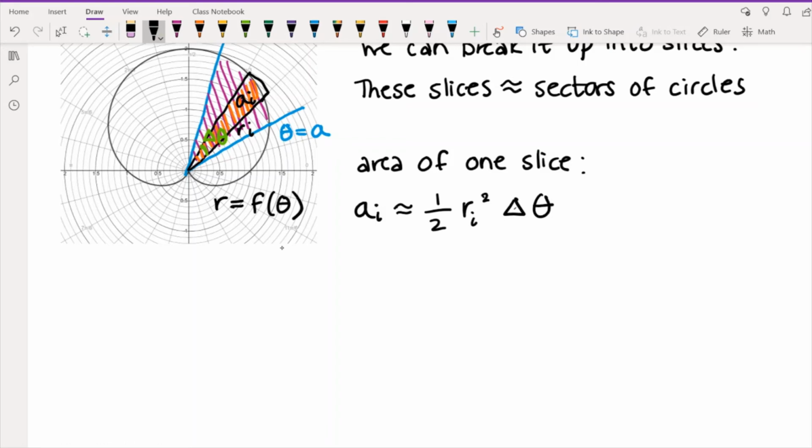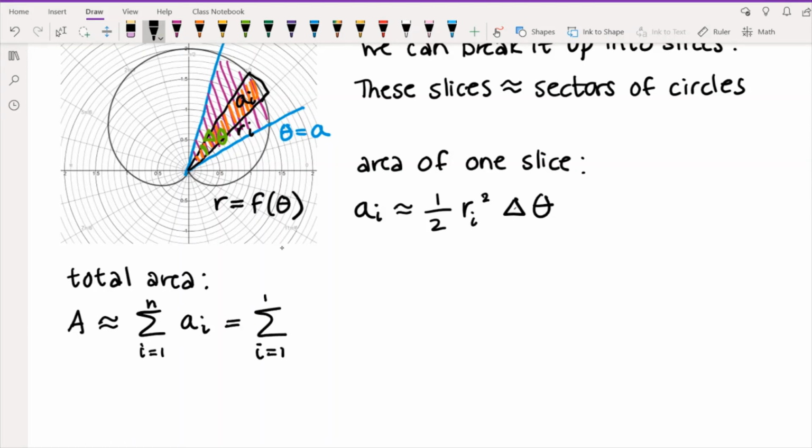Okay, so how would we find the total area? Well, the total area would be approximately equal to what we would get by adding up all of these little slices, right? And so that would look like the sum from 1 to n of all these areas. And so that would be the sum from 1 to n of 1/2 times Ri squared delta theta.